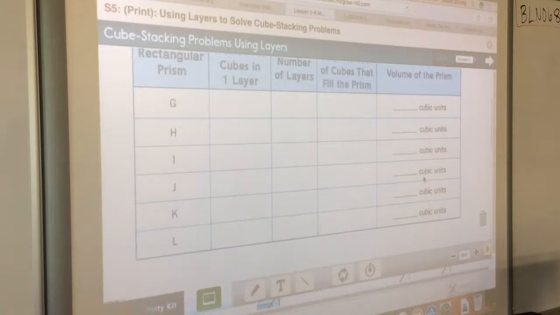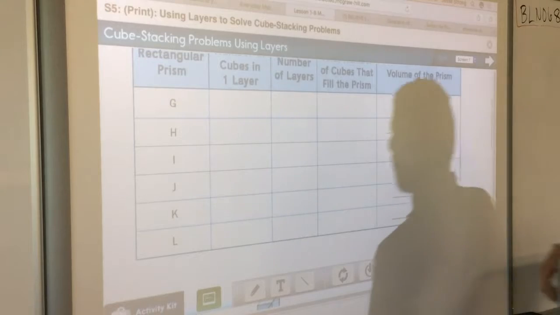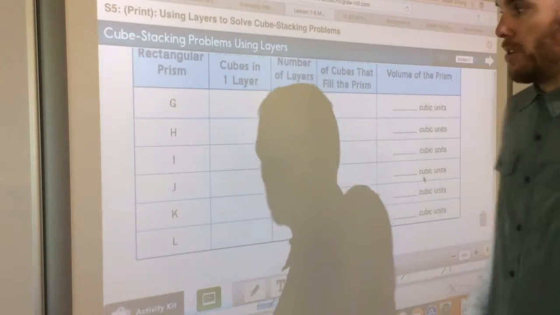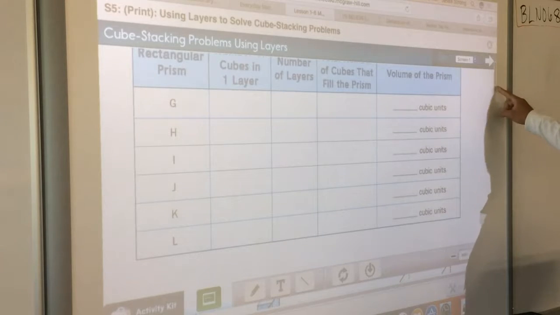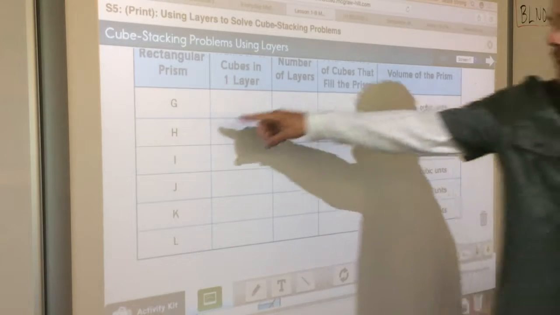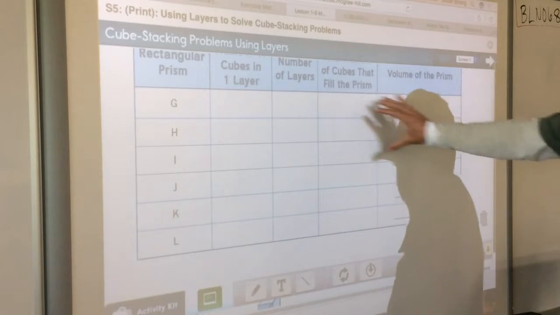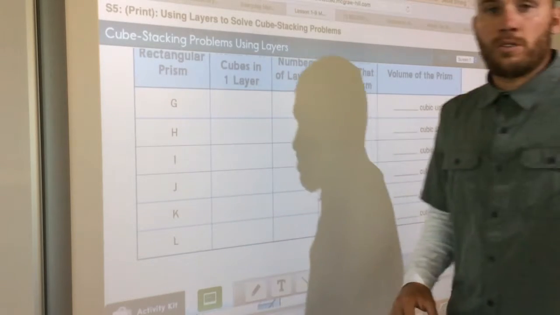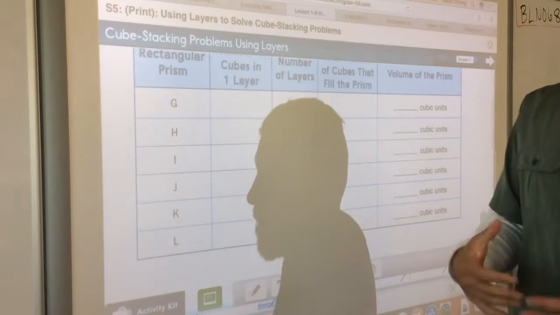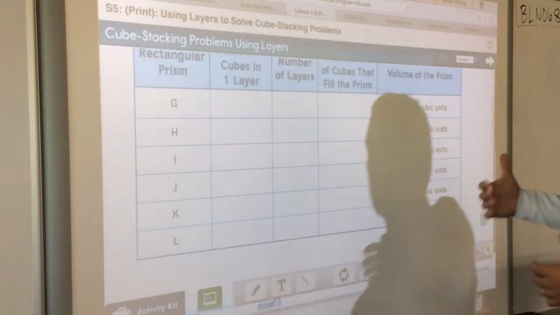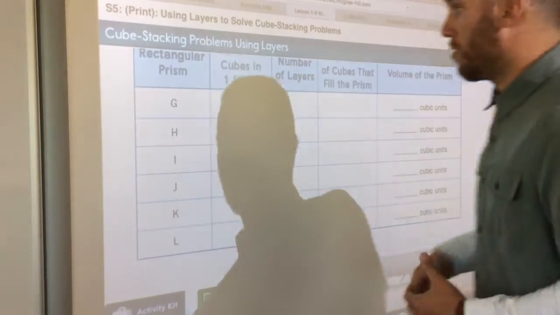Okay, today's lesson, what you will be grading on will be pages 22 and 23 in your math journal. All right, it's going to look like this. You have a chart. It says rectangular prism, G, H, I, J, K, and L. You have to fill out this chart according to those prisms. All those prisms are in there. They have different layers. They have different rows or number of layers, so you have to figure out how many each one is. So let's do the first one together.